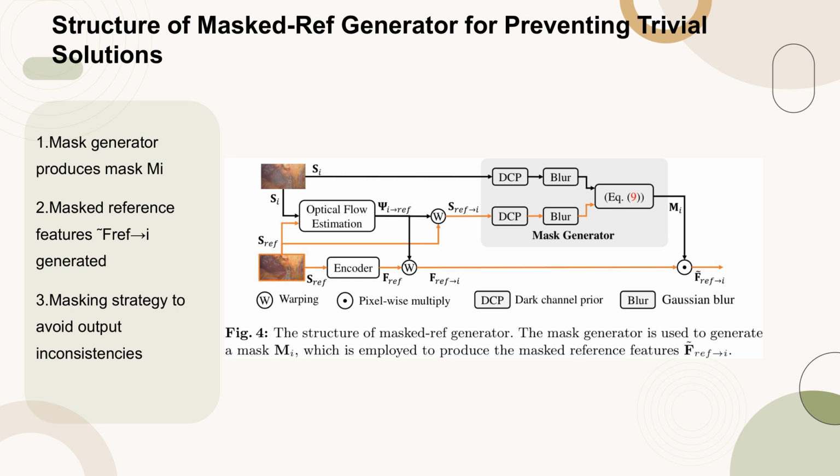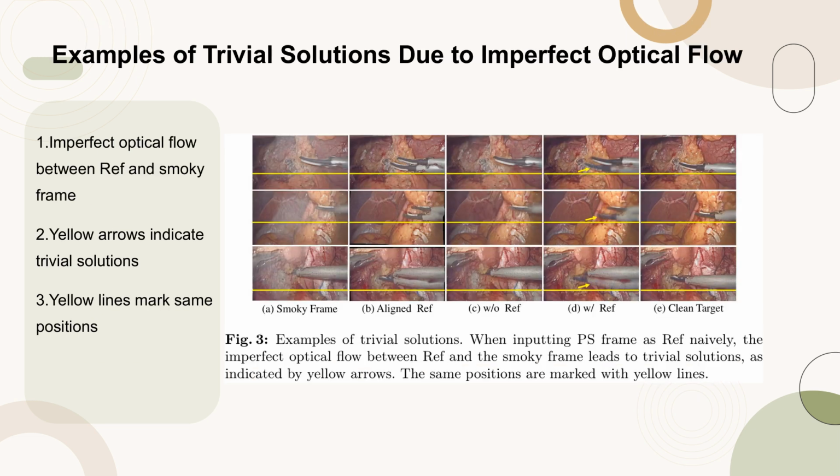Figure 3 illustrates examples of trivial solutions that occur when the pre-smoke (PS) frame is used as a reference (ref) input without proper alignment. The imperfect optical flow estimation between the ref and the smoky frame leads to these trivial solutions, as highlighted by the yellow arrows. The yellow lines in the figure mark the same positions where these issues arise, indicating areas where the model fails to correctly align the reference information with the smoky frame, resulting in overfitting to the reference and producing inconsistent outputs.